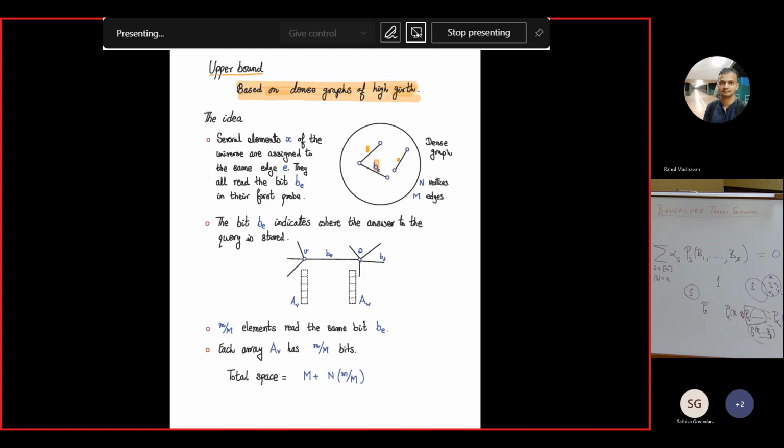And so it's something that is based on dense graphs of high girth. That means you have a graph, you want to pack in a lot of edges, but you don't want small cycles. Girth means the size of the smallest cycle. How many edges can you pack into a graph with n vertices without inducing a small cycle? So this is a graph theory problem. It has been studied for 50, 60, 70 years.